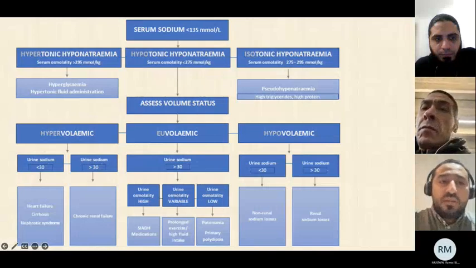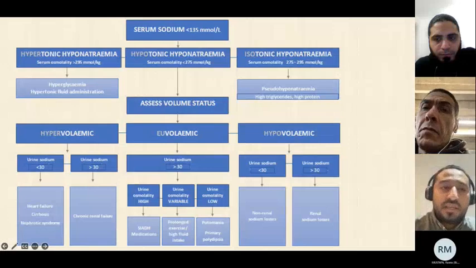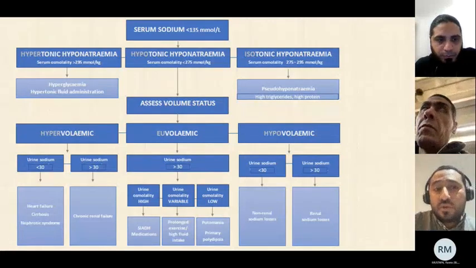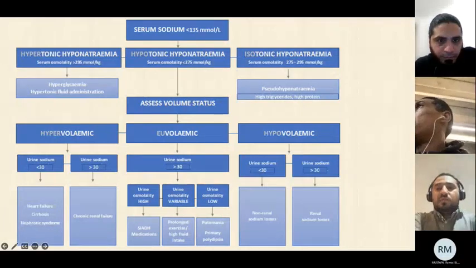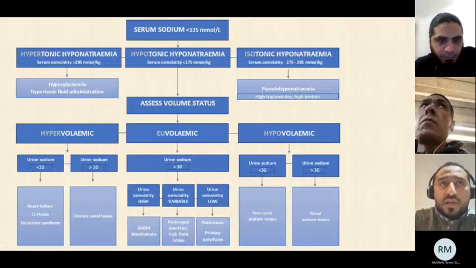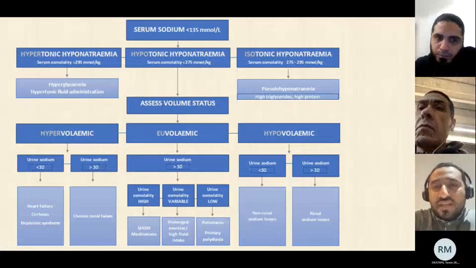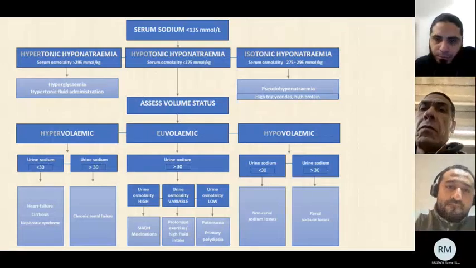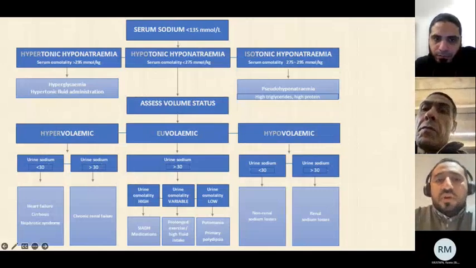For hypertonic hyponatremia, this means the patient has concentrated sodium in his blood, and this is usually due to hyperglycemia, as in DKA, or due to hypertonic fluid administration. For isotonic hyponatremia, this is what's called pseudo-hyponatremia, and this happens in patients with high triglycerides or high proteins, such as multiple myeloma. The big issue will be with hypotonic hyponatremia.